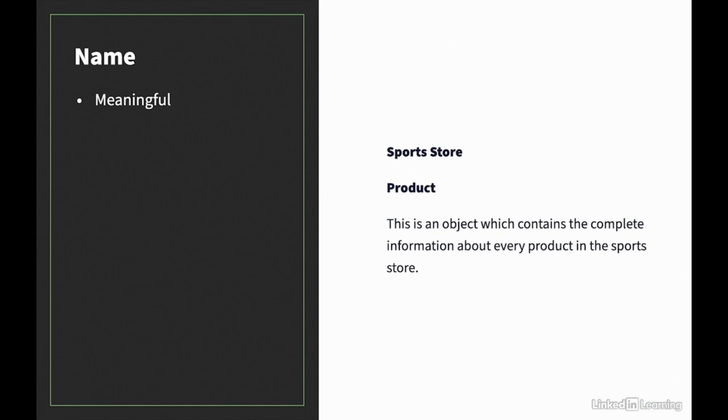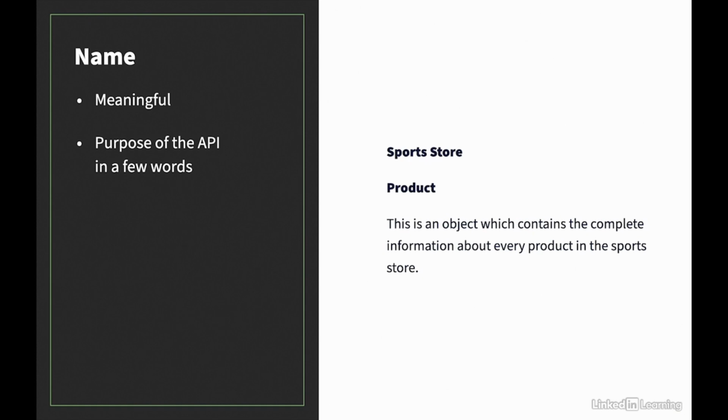The first one is name. It is very important that the name is meaningful. It must give a gist about the API. Even if we do not read the description, it should give an idea as to what the API is all about.